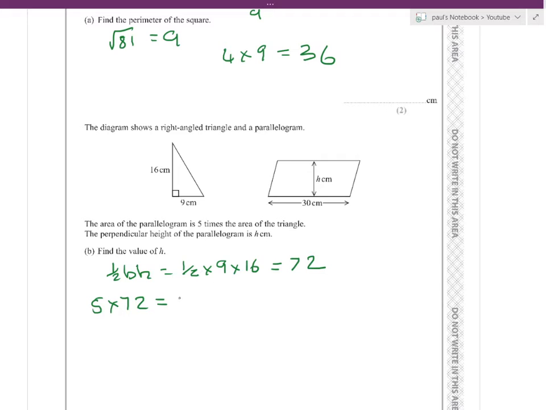which is 360. And the area of a parallelogram is just base times the height. So we know the area, we know the base. So the area is 360 equals 30 times the height. So 360 divided by 30 equals the height, which is 12.